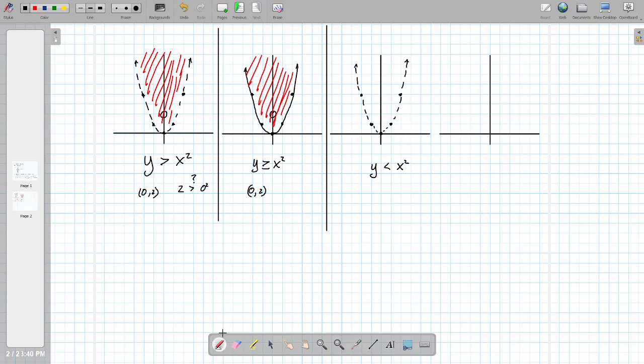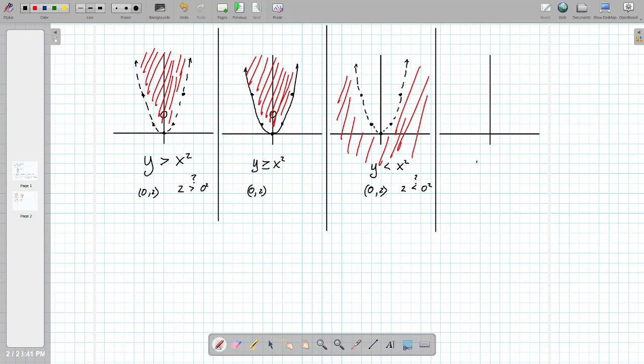Now again, you can test a point, and we'll use 0, 2 again, and determine if this satisfies the inequality. Is 2 less than 0 squared? Is this true? No, clearly not. So this point here is actually not a part of the solution set, which means we don't shade this side of the curve, we shade the opposite side. And we get this as our solution set instead.